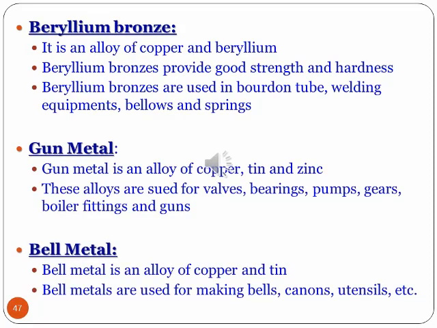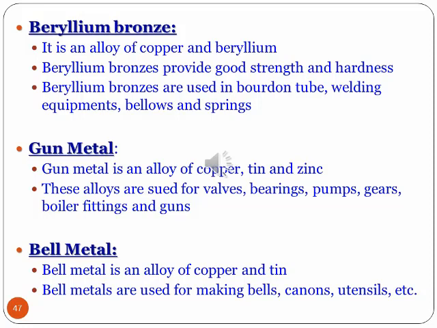Next is beryllium bronze. So it is an alloy of copper and beryllium. Beryllium bronzes provide good strength and hardness. Beryllium bronzes are used in Bourdon tubes, welding equipment, bellows, springs. Next is gunmetal. Gunmetal is an alloy of copper, tin and zinc. So these alloys are used for valves, bearings, pumps, gears, boiler fittings and guns.